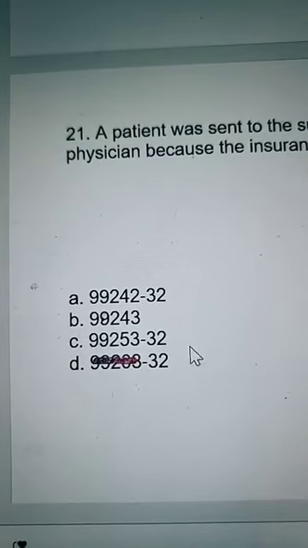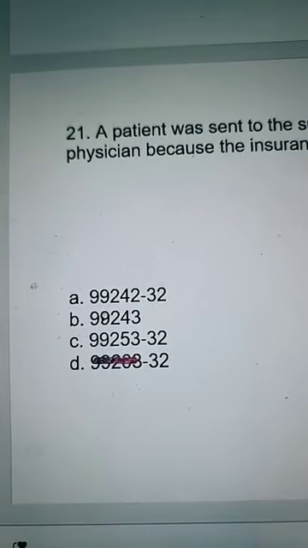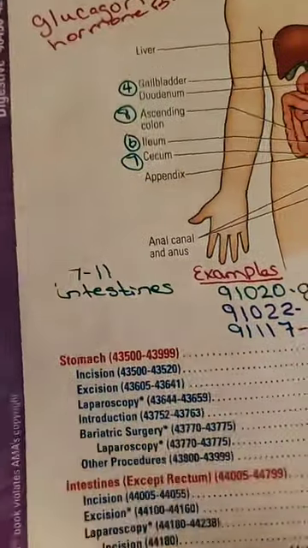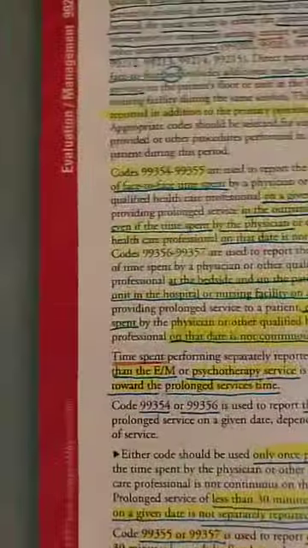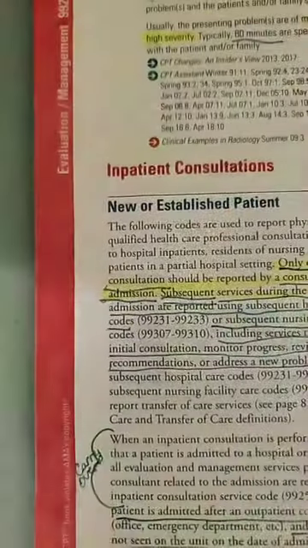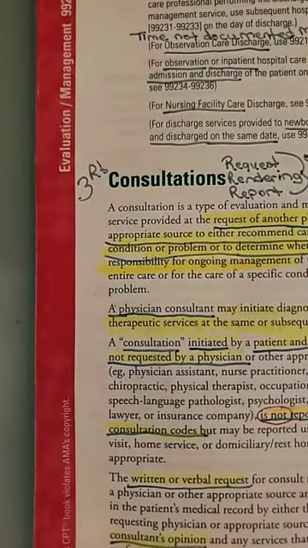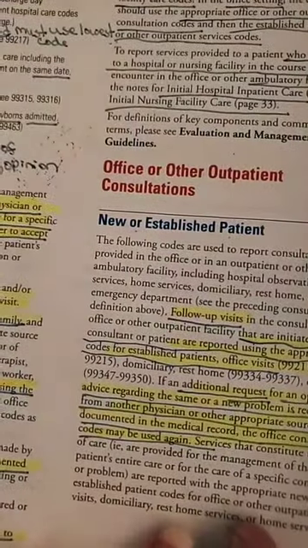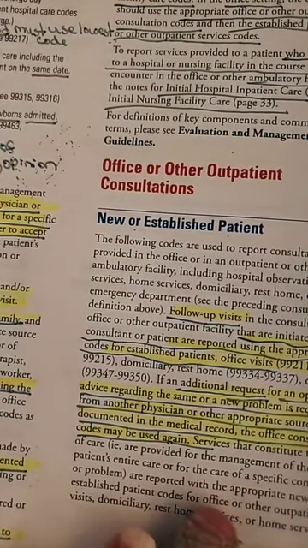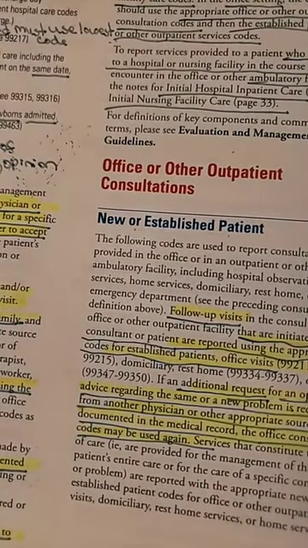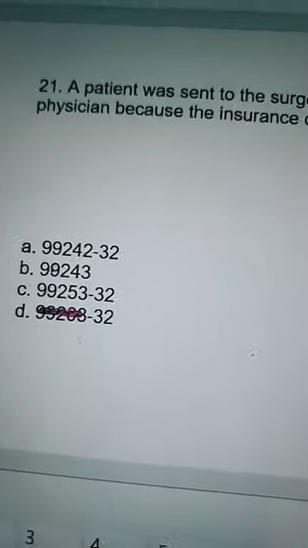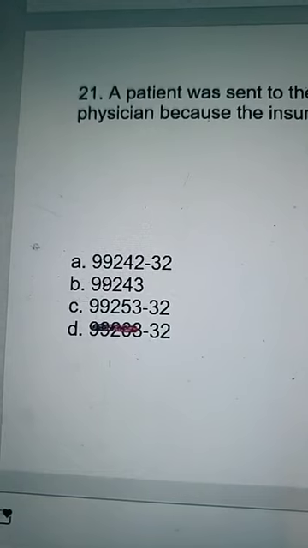So this one is, I'm going to go back to those 99242s. So we're back under office consultation for the 4-2, the 4-3, the 5-3 is inpatient, if you remember from last time, and the 0-3 is just a regular established, very front of the book, new patient.